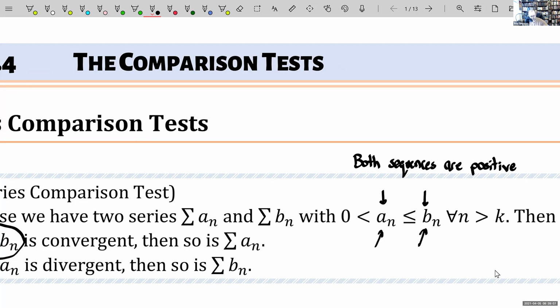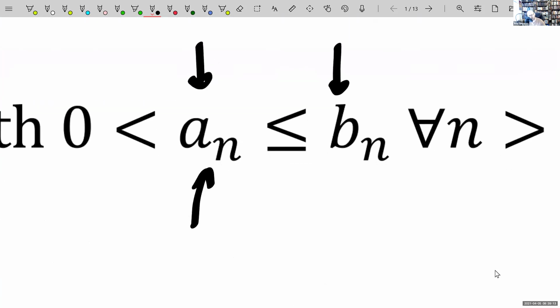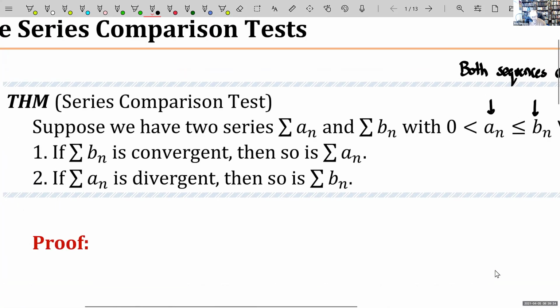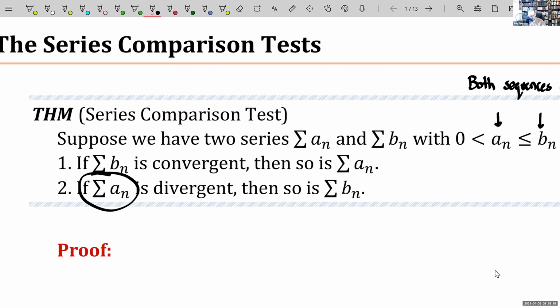And likewise, if you know that if you add up all these terms, the A sub n's, and they blow up to infinity, well, because B sub n is bigger than each of those terms, when you add up all of B sub n, they'll blow up to infinity as well. So if the summation of A sub n is divergent, so is the summation of B sub n.